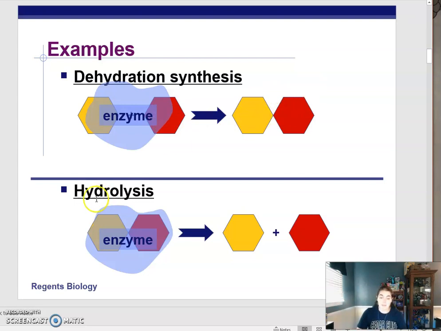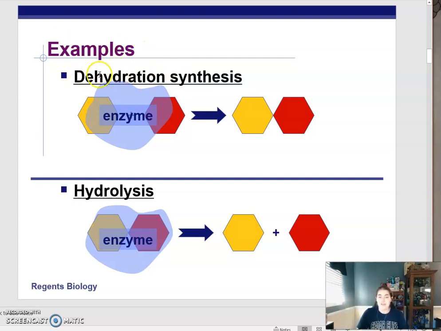An opposite example would be hydrolysis. Hydro meaning water, lysis meaning to split or cut. So hydrolysis would take the enzyme and the molecules that are joined and do the opposite. It would break it apart using water. So we'll talk more about this later, but dehydration synthesis takes two things and makes one by removing water, and then hydrolysis takes two things and splits them apart by adding water.